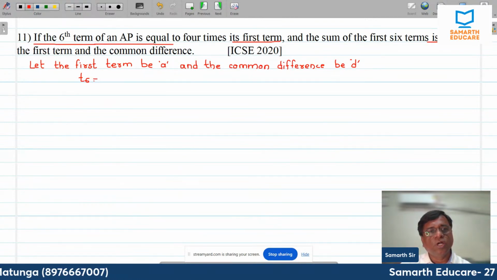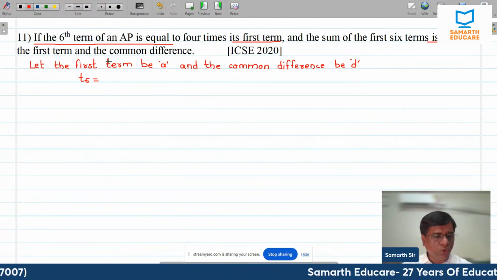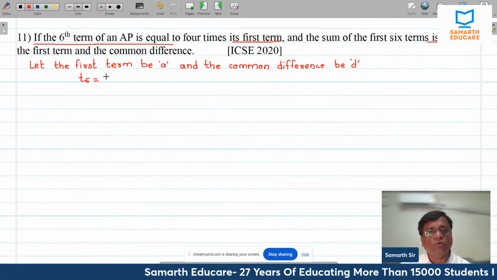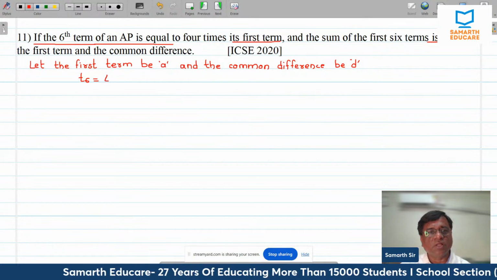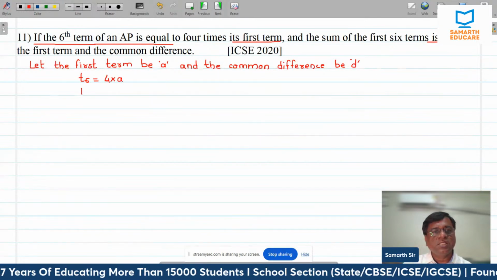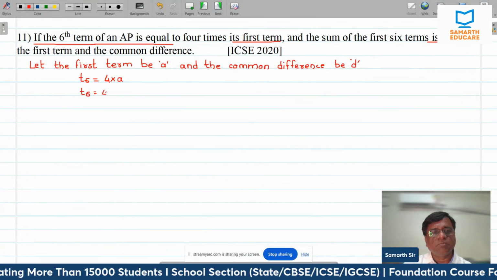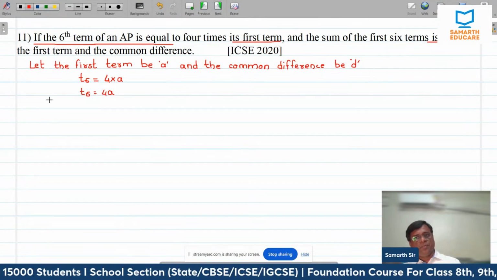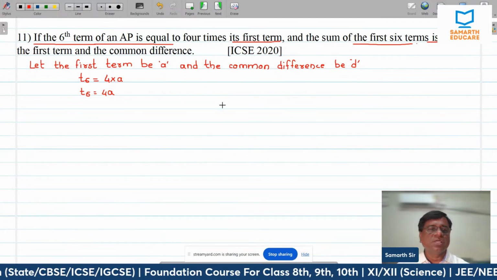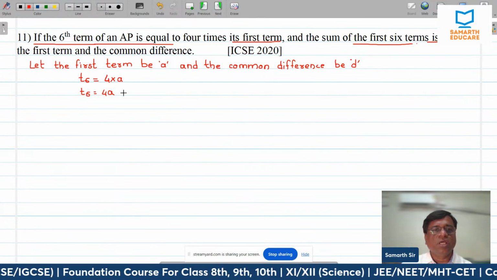All right, now he says that if the sixth term of an AP is equal to 4 times its first term, 4 times matlab 4 into the first term. That means T6 is, in simple words, 4a. Okay, also the sum of 6 terms is 75. Okay, this is given.